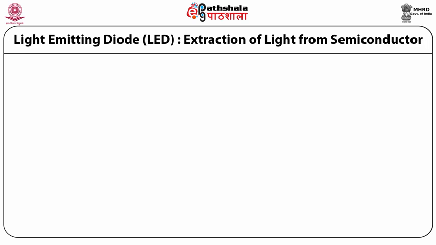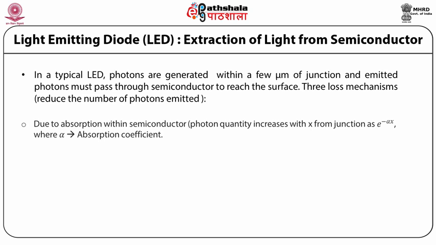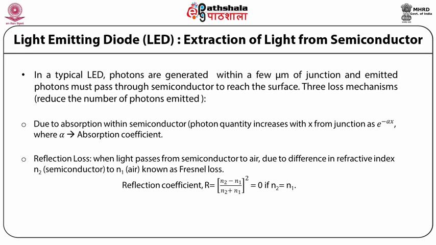Extraction of light from semiconductor. In a typical LED, photons are generated within a few micrometers of the junction, and emitted photons must pass through the semiconductor to reach the surface. So, three loss mechanisms reduce the number of photons emitted. First is absorption within the semiconductor. Photon quantity decreases with x from the junction as e to the power minus alpha x, where alpha is the absorption coefficient. Second, reflection loss.